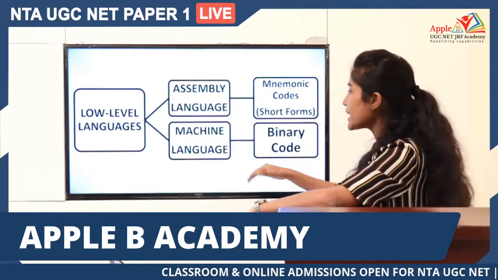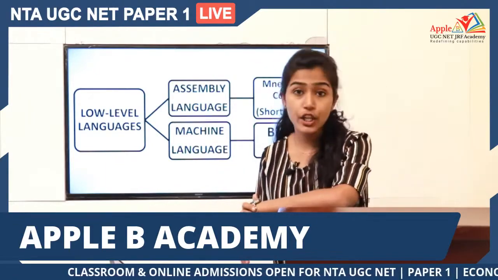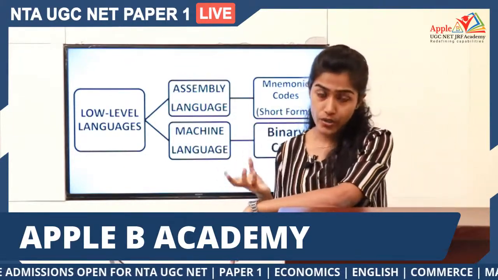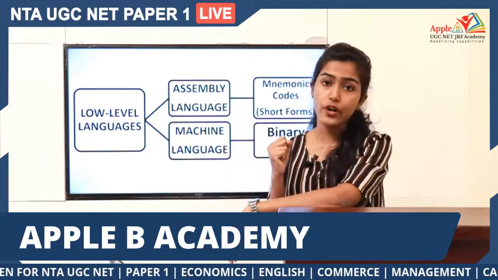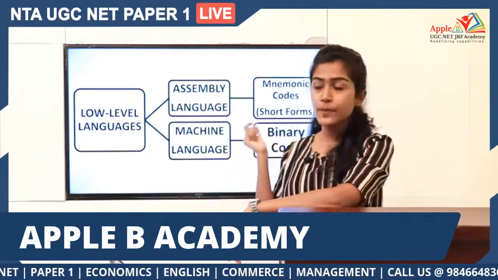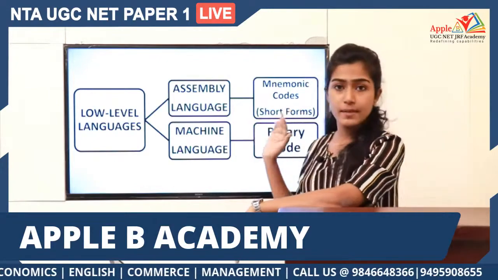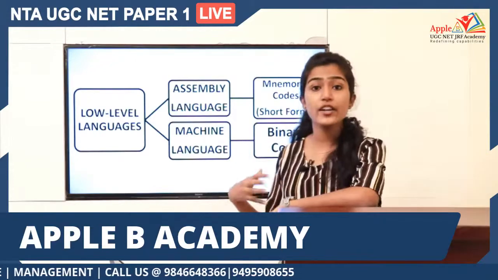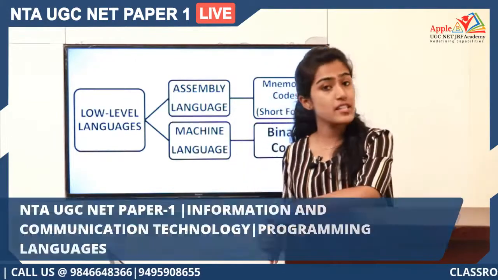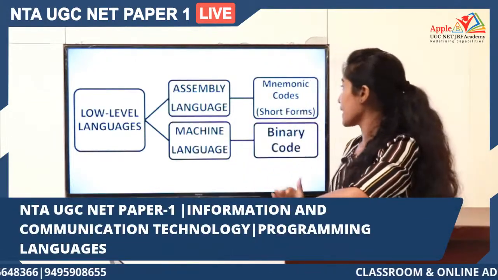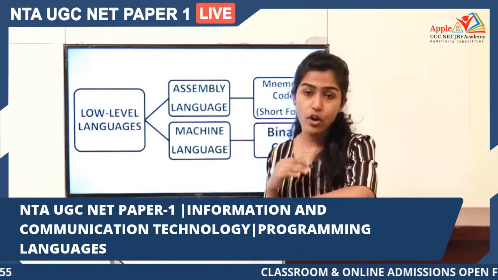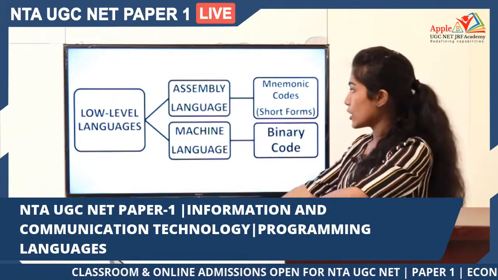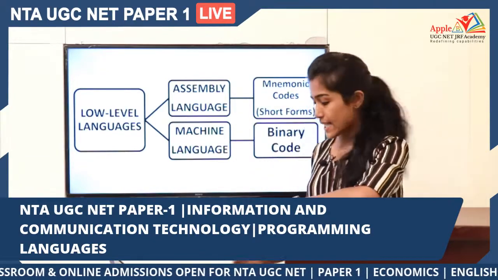So in machine language, we are using binary codes, whereas in assembly language, we are using mnemonic codes, or short forms, in order to give instructions to the computer. So machine language and assembly language are the two types of low-level languages. Now we will be looking at these two types in detail.